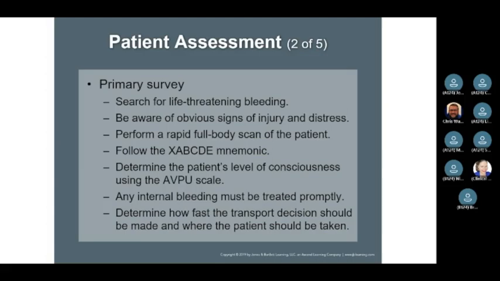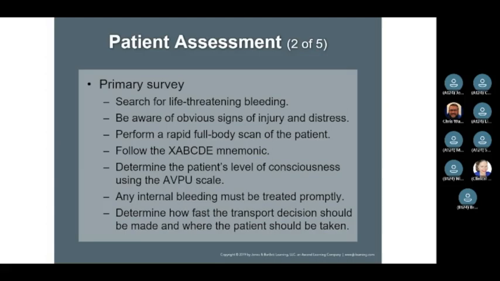Perform a rapid full body scan of the patient. Follow the XABCDE mnemonic for trauma, assessing for and managing exsanguinating hemorrhages. When life-threatening external bleeding is seen, begin the treatment of shock.